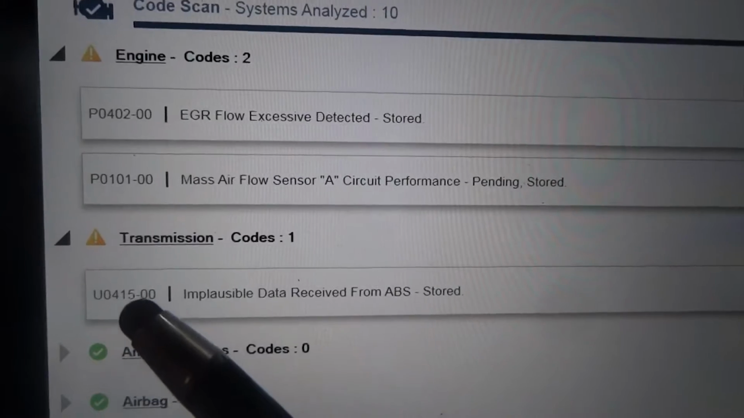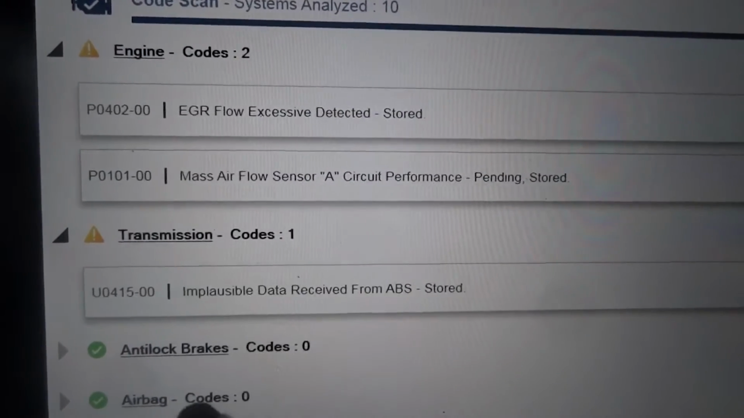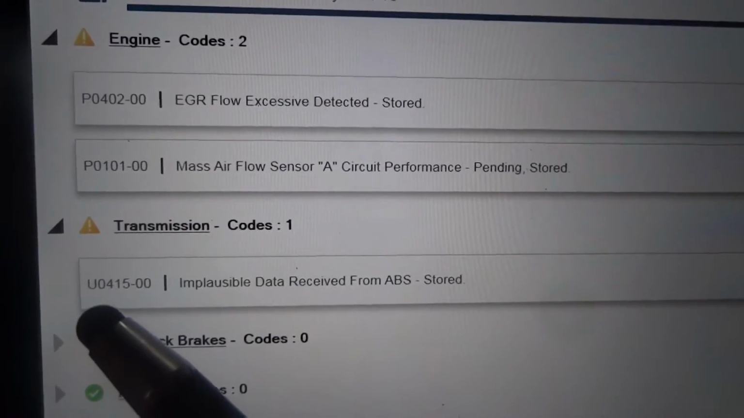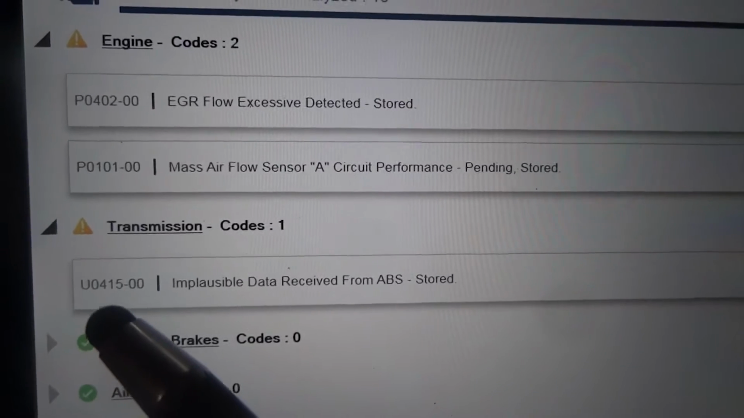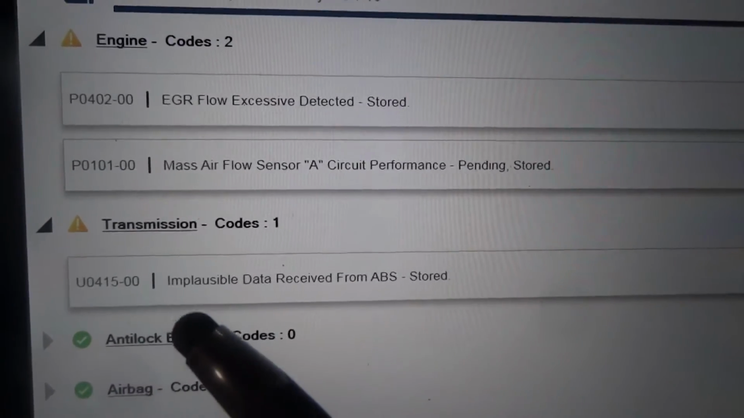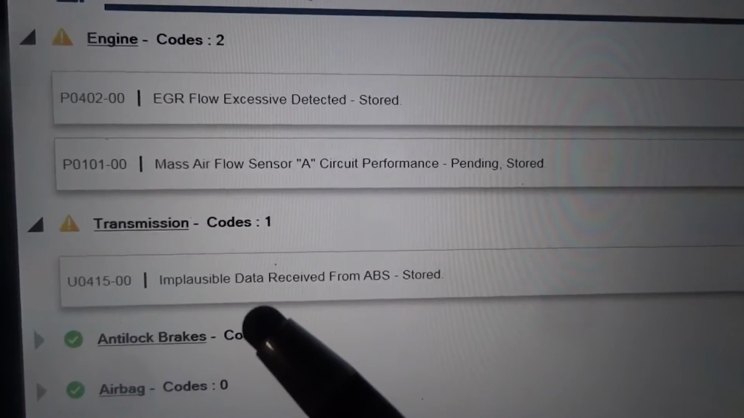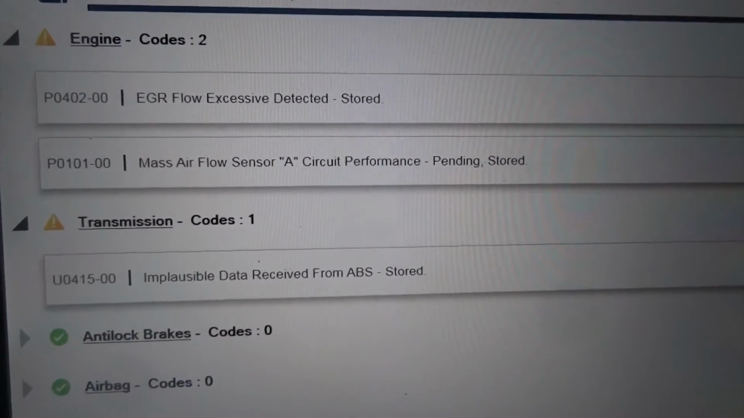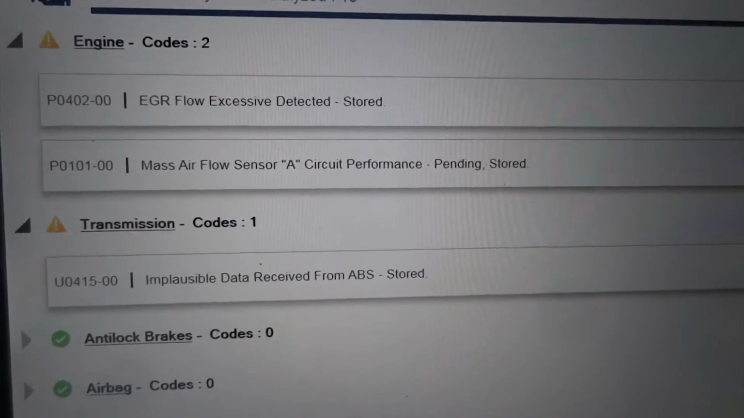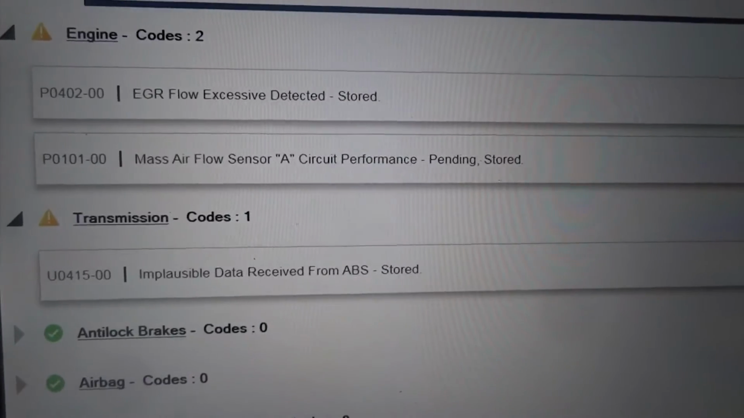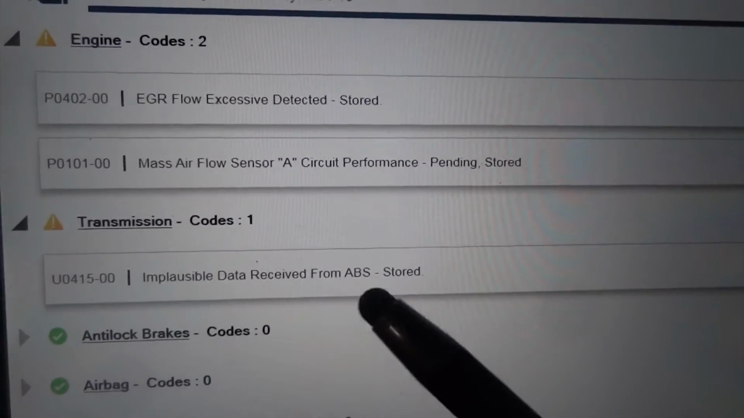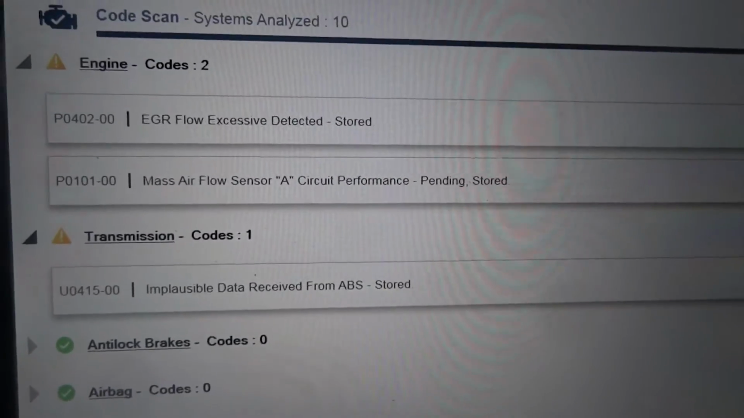And then we have one code in the transmission control unit. Our code is U0415-00, and it says implausible data received from ABS. So it looks like the ABS control unit is not talking to the transmission control unit, or it's not sending the right data to the transmission control unit.